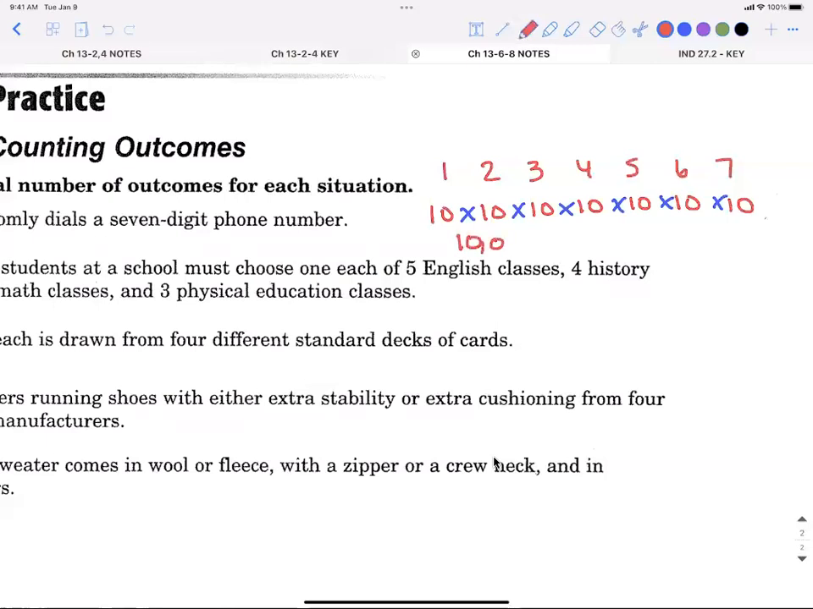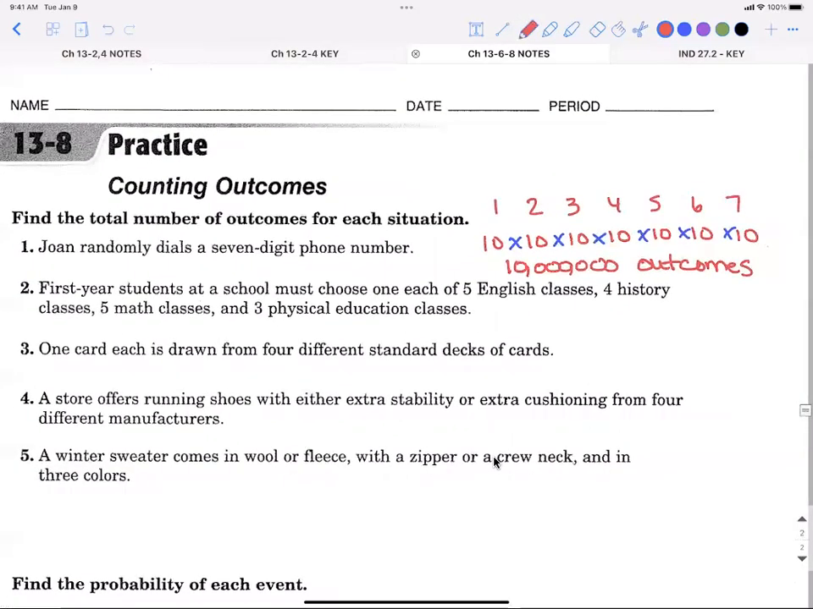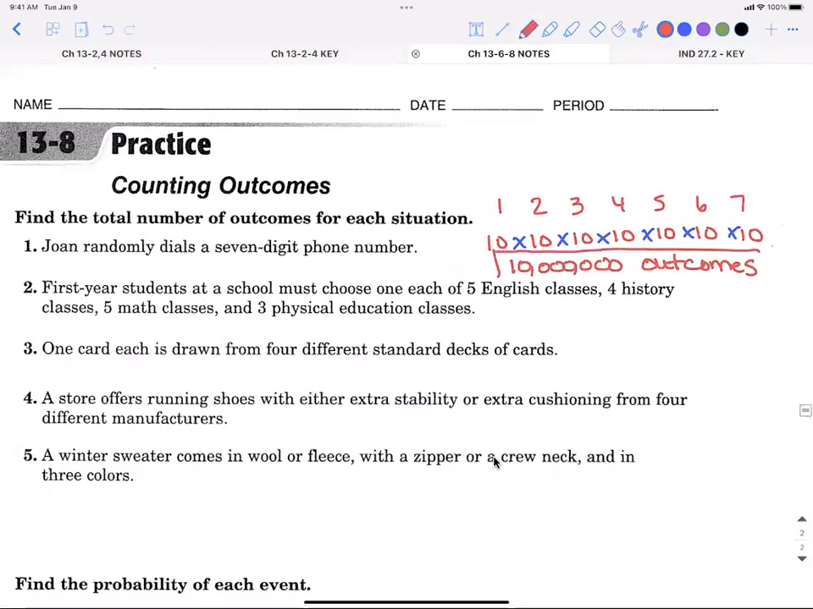Yep, it's 10 million. These are story problems, so we're going to label this. It says how many outcomes. We're going to answer it: 10 million outcomes. Every one of these is going to have the label outcomes. Yeah, that would be your final answer. 10 million outcomes is your final answer there.